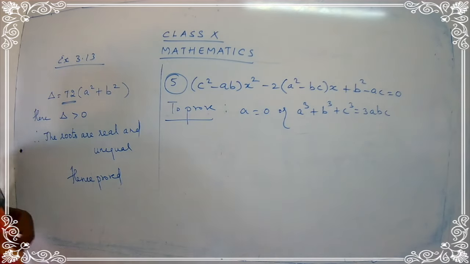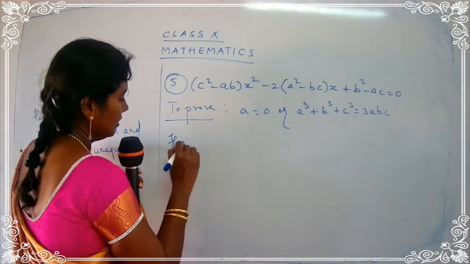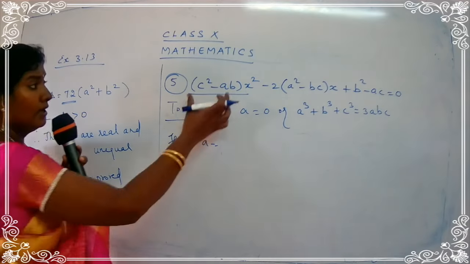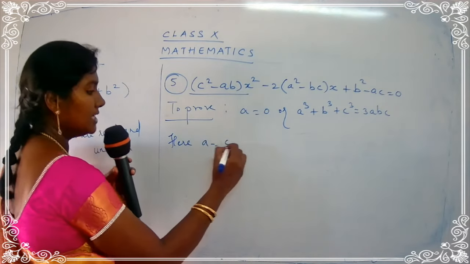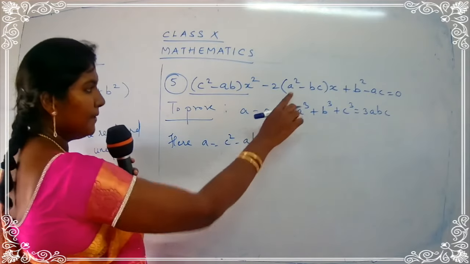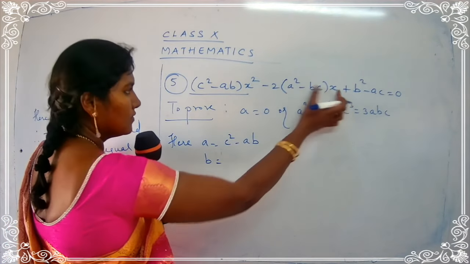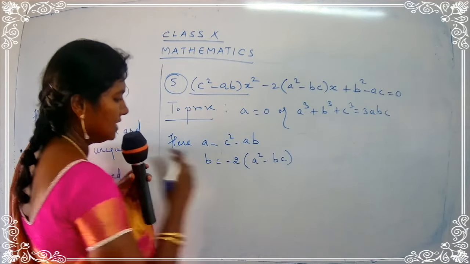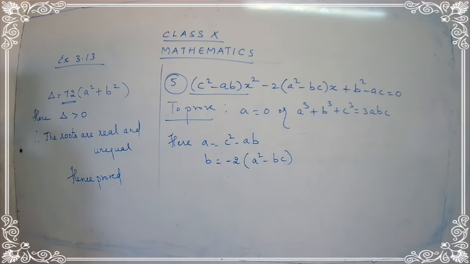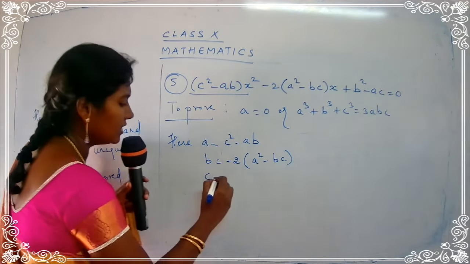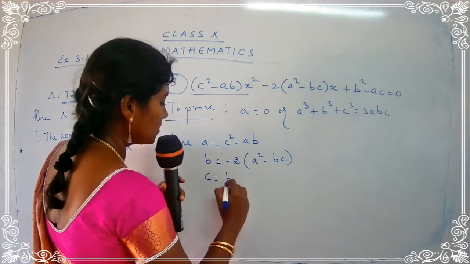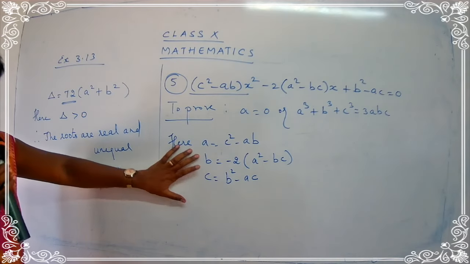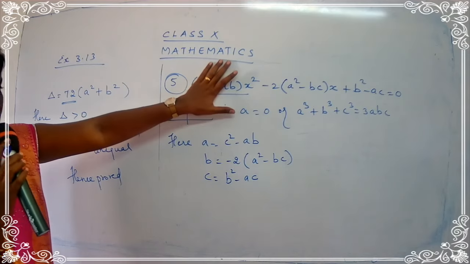Okay, let's start with the work, children. Write down here. Here, what is a? The coefficient of x square. What comes along with x square? C square minus ab. What is b? The coefficient of x. What comes along with x? Minus 2 a square minus bc. What is the constant term, children? The constant term is b square minus ac. Are you clear? So we have found the value for a, b and c from the given equation.